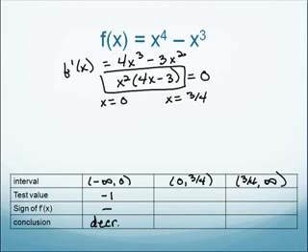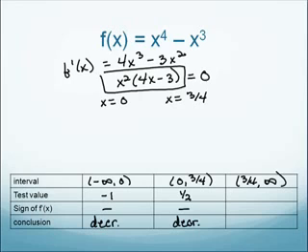Between 0 and 3/4, let's try 1/2. Okay, 1/2 squared is a positive. 4 times a half is 2. 2 minus 3, that's a negative. So we're going to get a negative there. So that means it's decreasing here.